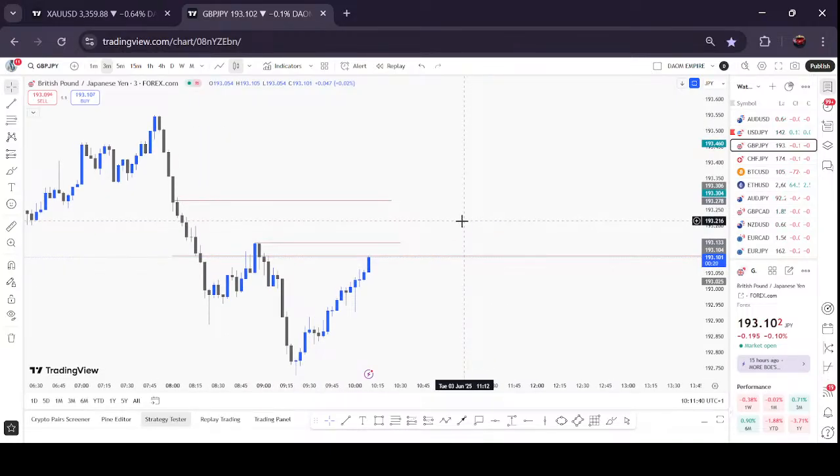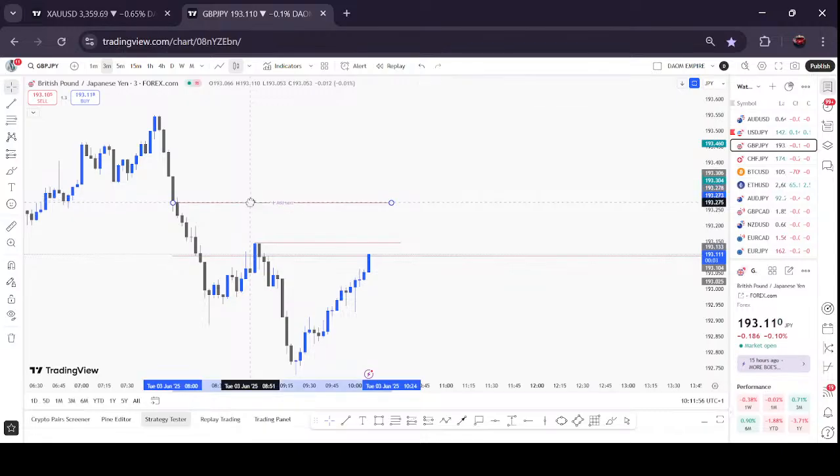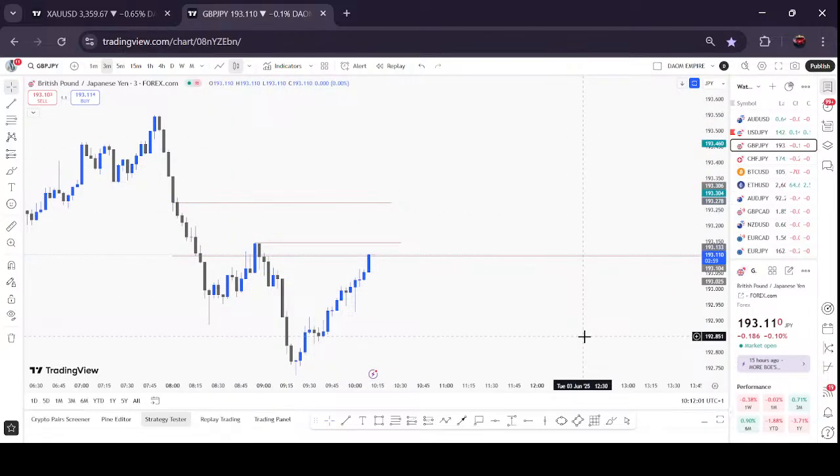So we have to be patient. Just hold on. I know anything above this line here, you should be looking out for a sell, but I still want it to push up, push up to this level. Then I'll be very, very confident to put my sell button right there.